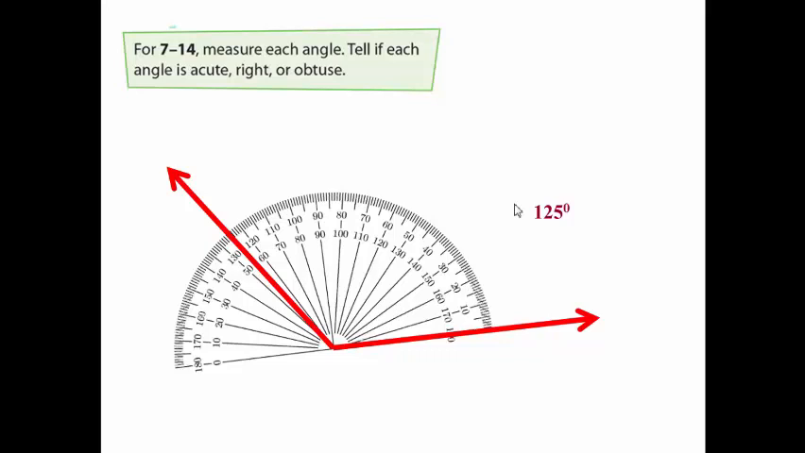The person who said obtuse angle is correct, because we learned that the right angle is 90. If you have 90 degrees, it will be a right angle. Less than 90, it will be an acute angle. More than 90, it will be an obtuse angle. And this is more than 90, it's 125.